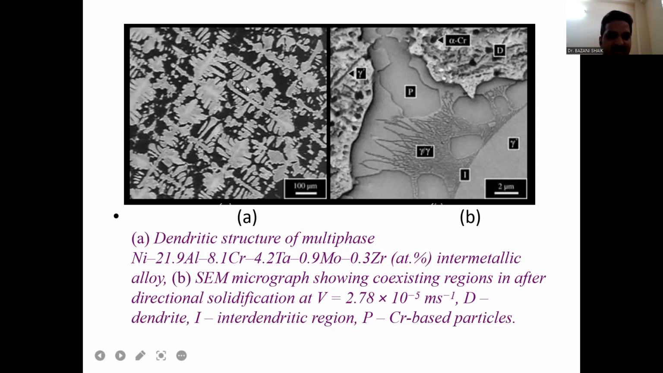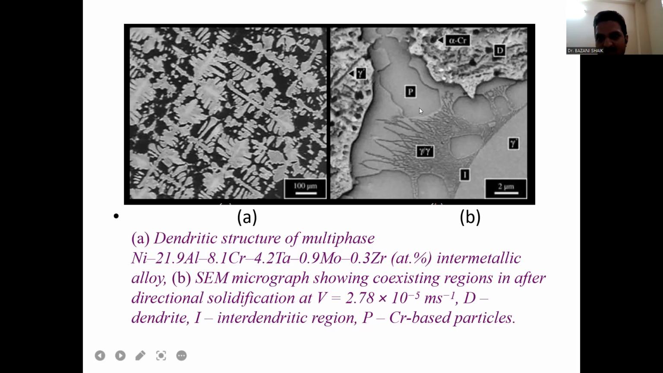This is the dendritic structure of the multi-phases involved in nickel with 21.9 aluminum, 8.1 chromium, 4.2 tantalum, 0.9 molybdenum, and 0.3% zirconium. These are the intermetallic alloys. All this mixing of the structures shows the dendritic structures of the multi-phase alloys.